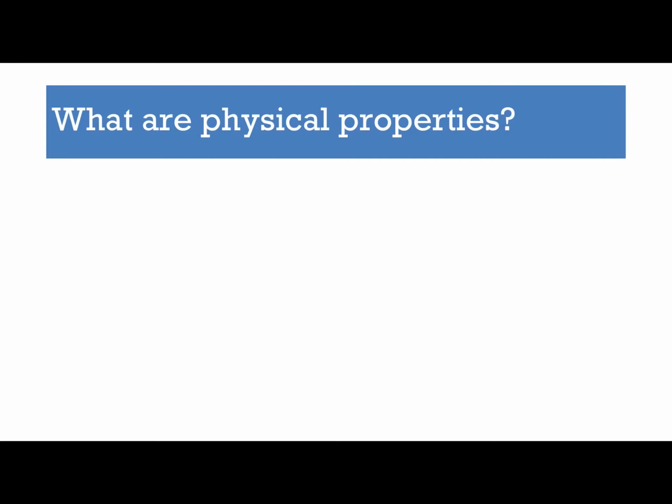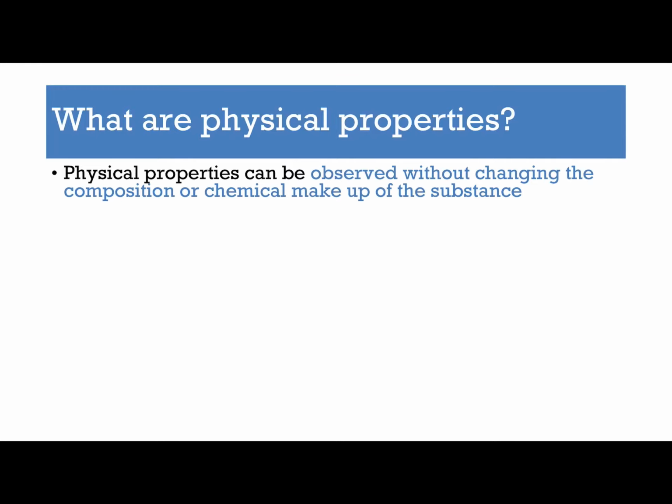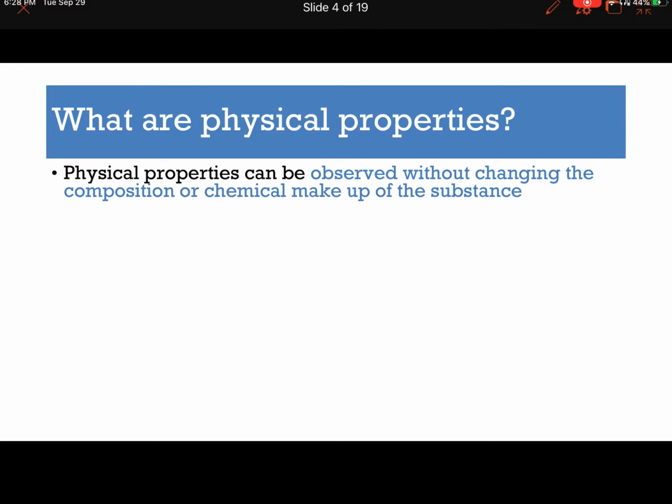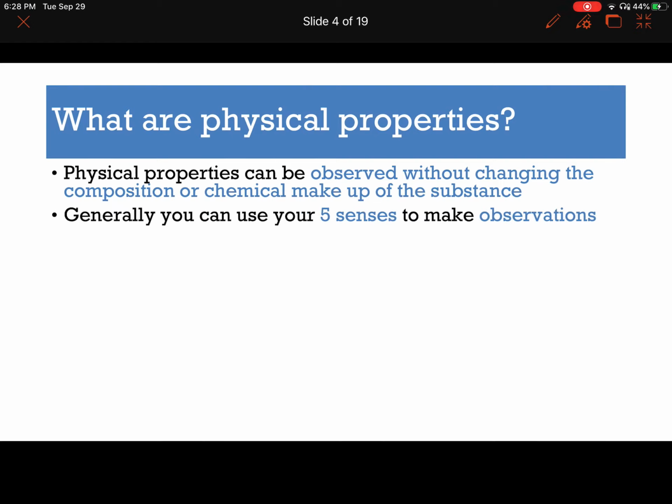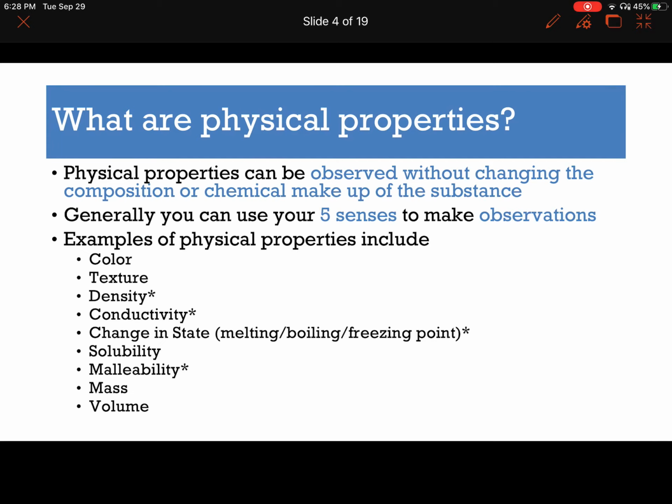So, a good place to start is to ask the question, what are physical properties? Physical properties are properties that can be observed without changing the composition or chemical makeup of the substance. What that means is that you're not changing it, you're just looking at it and making observations with your 5 senses. Some examples of physical properties could be color, texture, density, conductivity, the change of state, so melting, boiling, freezing point, stuff like that. Solubility, malleability, mass, and volume.